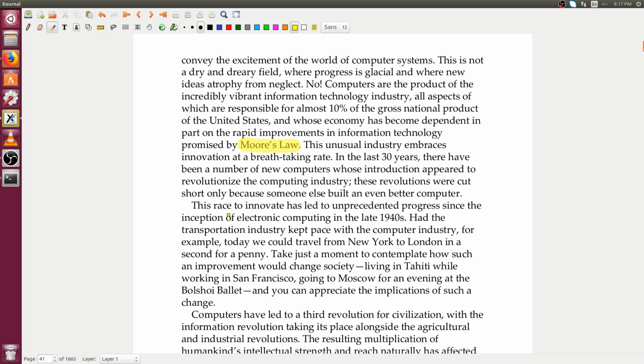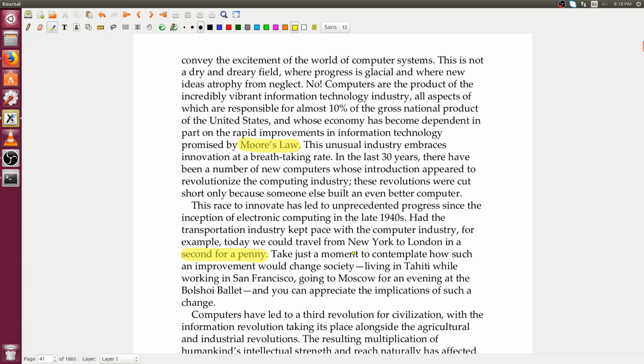So let's see. The race to innovate has led to unprecedented progress since the inception of electronic computing in the late 40s. This was the paper we read from John von Neumann talking about EDVAC, the first stored program computer that was designed and built by Eckert and Mauchly. Here we go. Had the transportation industry kept pace with the computer industry, for example, we could travel from New York to London in a second for a penny.